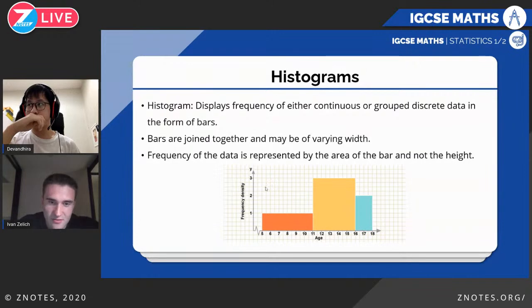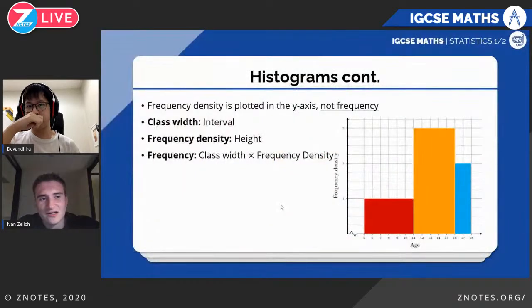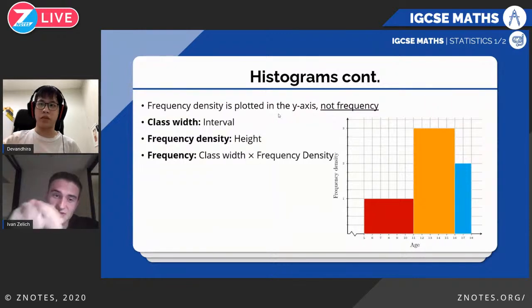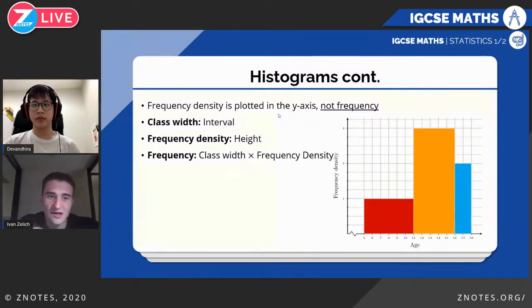But frequency density multiplied by, in this case, age, would give you the frequency in that interval of 5 to 11, for example. We'll see problems of that anyway, but that's important to keep in mind. So as said here, frequency is not the y-axis, but the frequency density is.